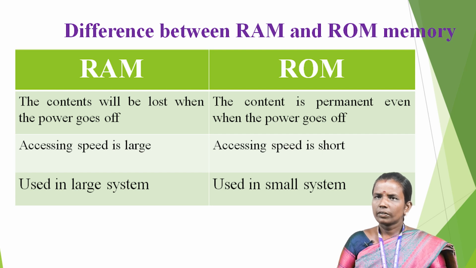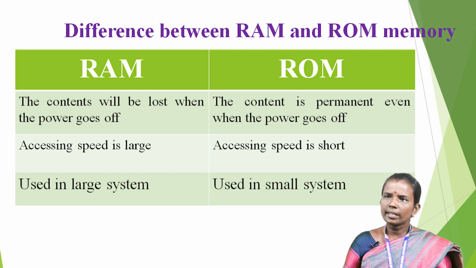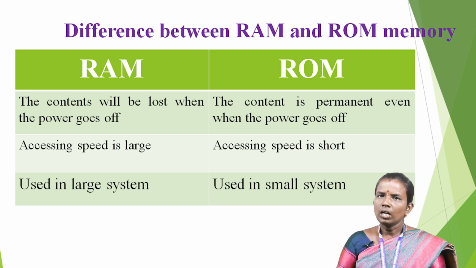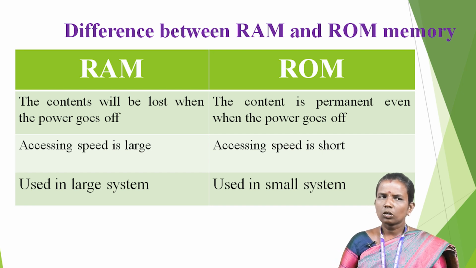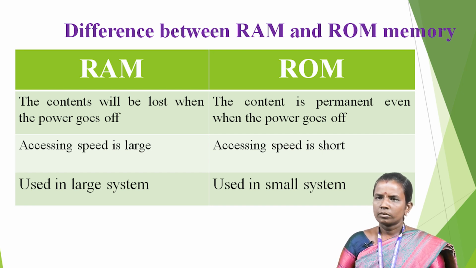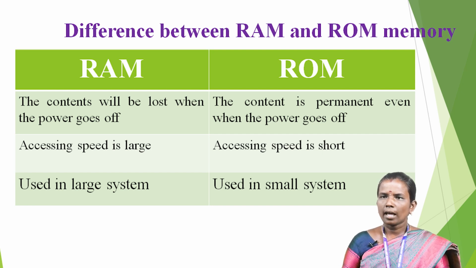The next one is the difference between RAM and ROM. RAM, random access memory, means the content will be lost when the power goes off. ROM means the content is permanent even when the power goes off. The next difference is RAM accessing speed is large. ROM accessing speed is short. The third one, RAM is used in large systems, ROM is used in small systems.